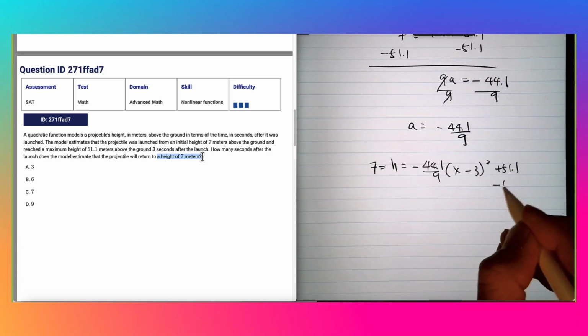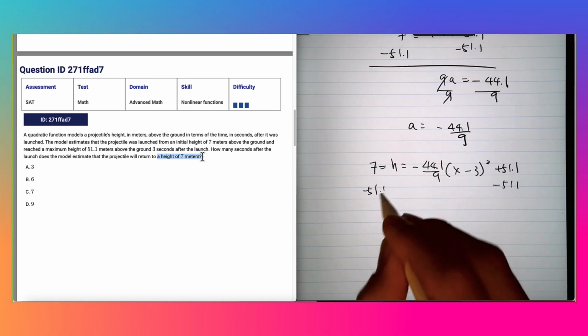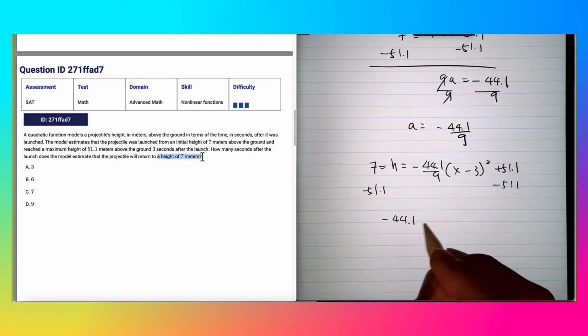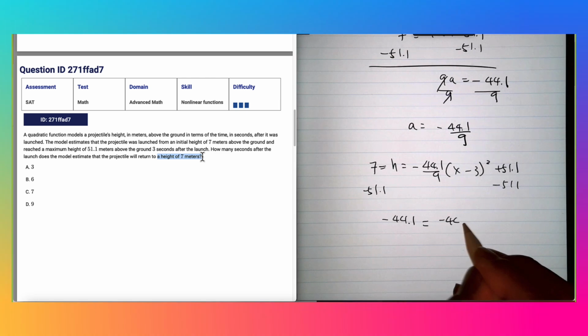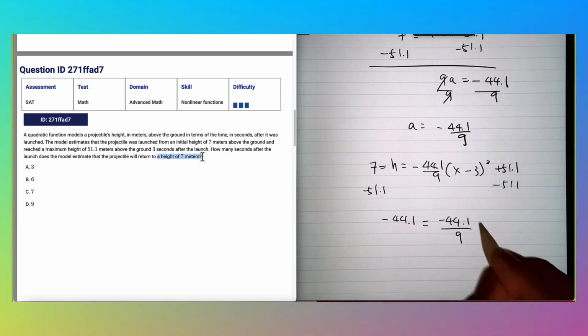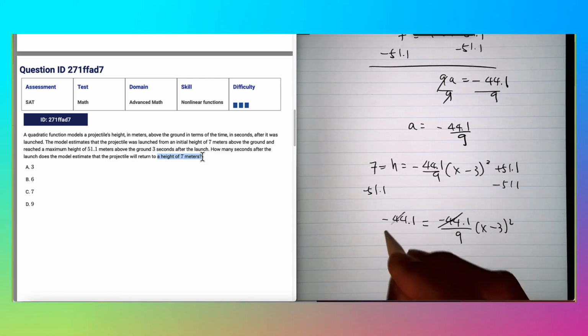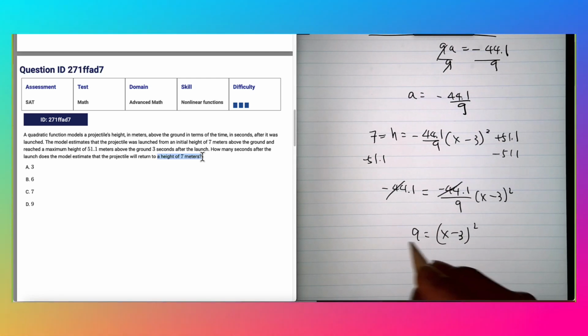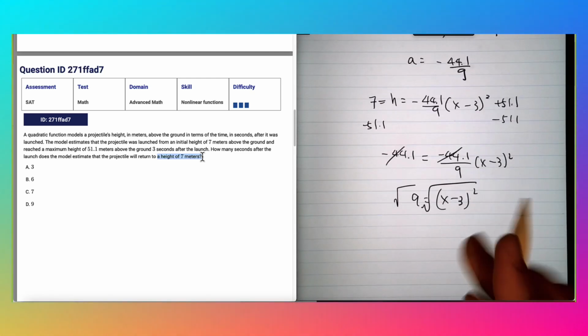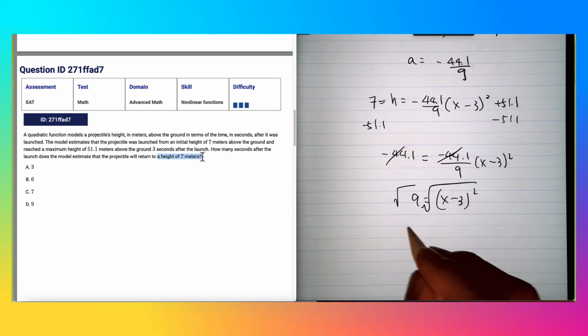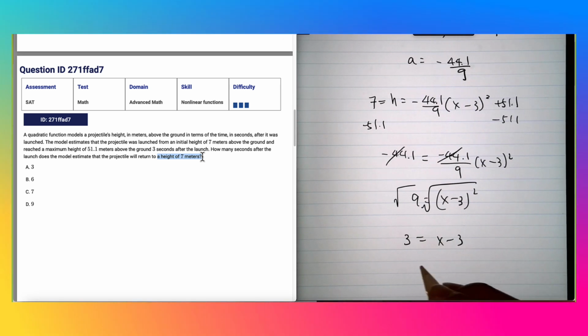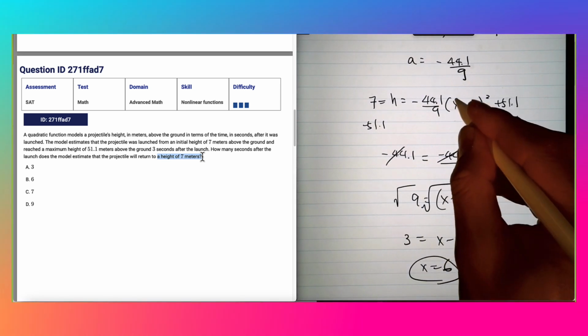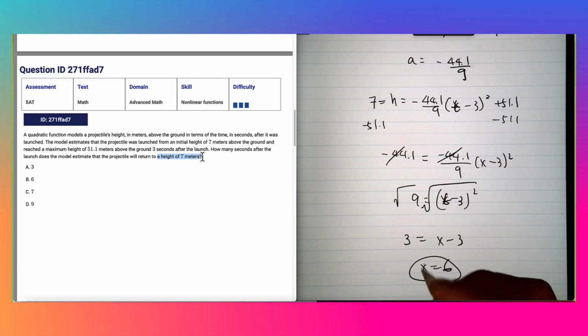So when you subtract 51.1 on both sides, you get negative 44.1. So you can see the negative 44.1 will cancel out. They cancel, and multiply by 9 on both sides. And then you square root both sides. Well, technically you get the absolute value of x minus 3, but we will ignore the negative here. So just get 3 equals x minus 3, and x equals 6. So you can also get that. Well, technically it should have been t, right? But you get the idea.